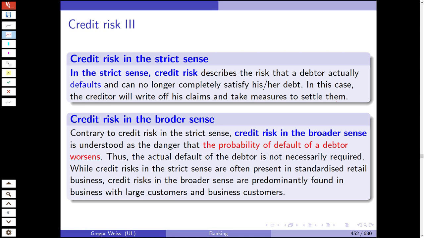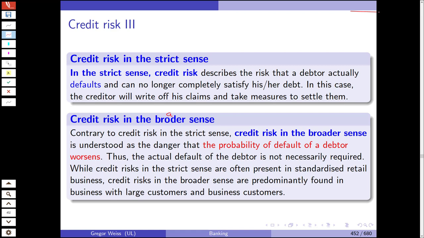We can then distinguish credit risk in the strict and in the broader sense. Credit risk in the strict sense is default, no default. Very simple. 1-0, black and white, no default or default. Credit risk in the broader sense is a change in the probability of default.